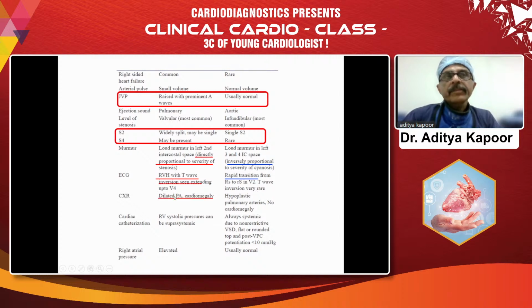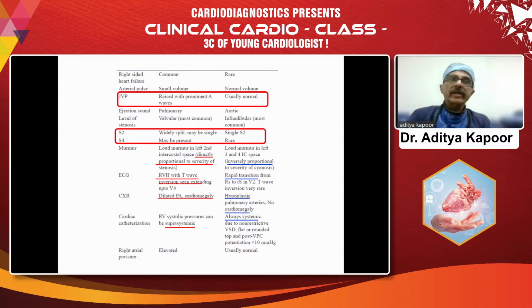X-rays: PS intact septum, you will have a dilated PA and a cardiomegaly. Versus tetralogy, you will have a hypoplastic pulmonary artery or a pulmonary bay and usually no cardiomegaly. On cardiac cath, RV systolic pressures can be suprasystemic in PS intact septum. It can never be suprasystemic in a routine tetralogy, apart from the Hoffman variant which Dr. Kamal discussed, where you can have a higher RV pressure. Because there is a large VSD, the RV pressure will always be systemic.